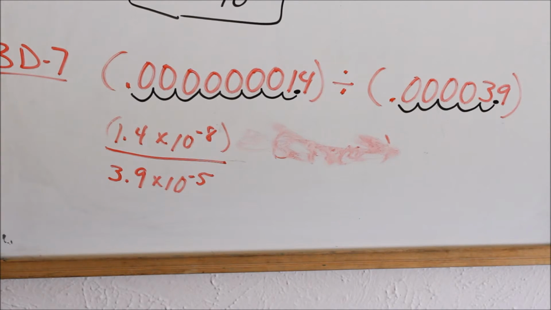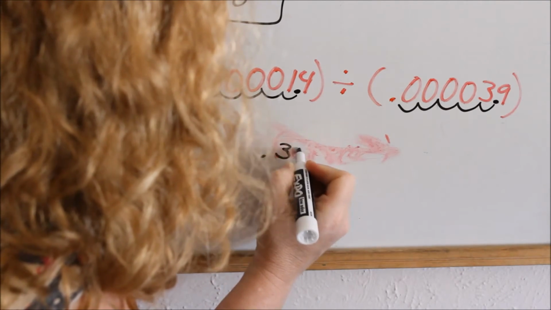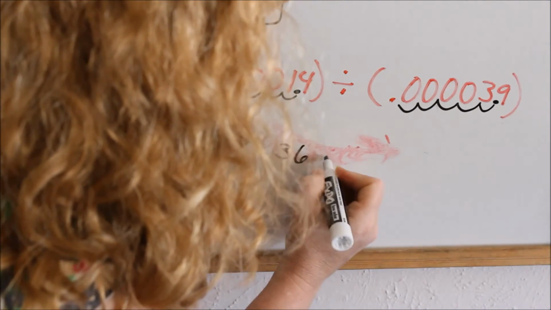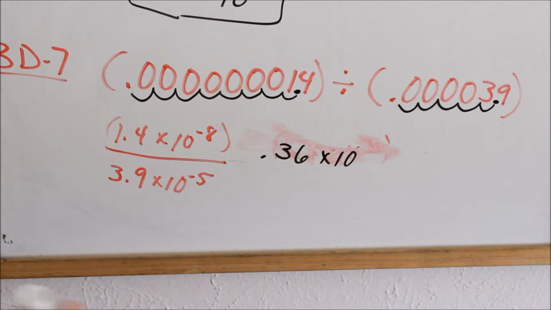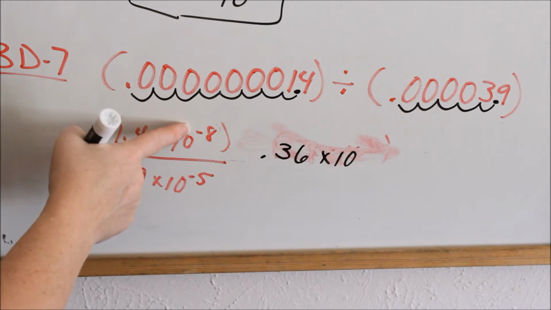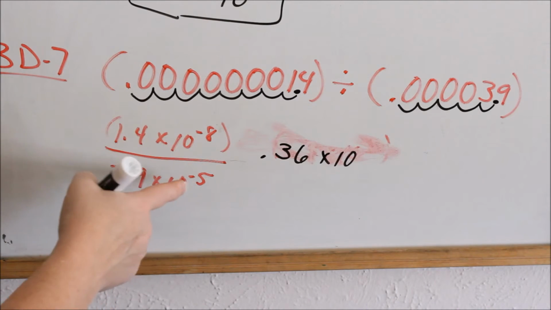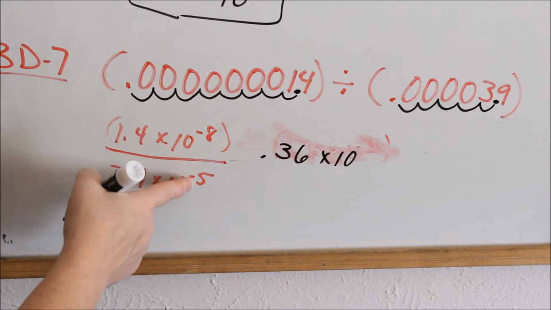1.4 divided by 3.9. I can do that in my calculator. So 1.4 divided by 3.9. I'm just going to round to 2 decimal places, or that would be 0.36 times 10 to the, and I rounded, it was like 0.35897. So 0.36 times 10 to the what? Since I am dividing, when you have the same base, what do you do to your exponents when you divide? You subtract. So this is negative 8 minus a negative 5.